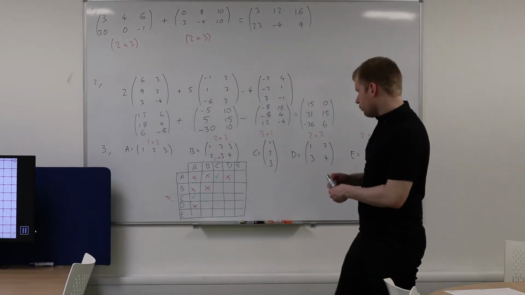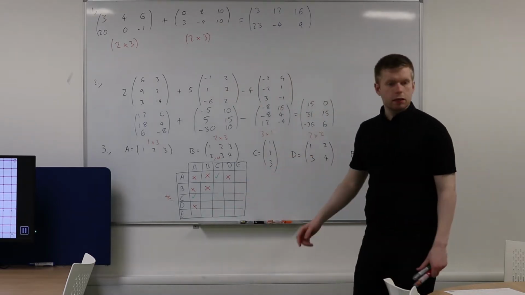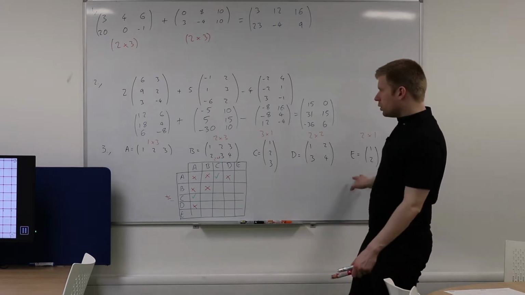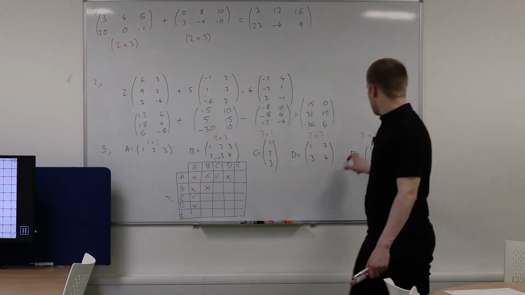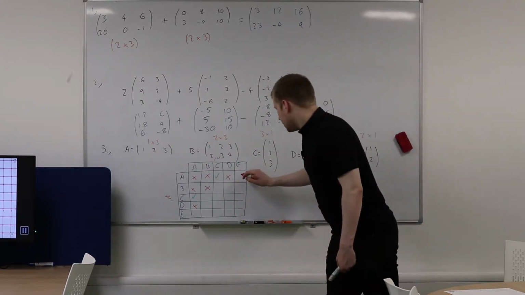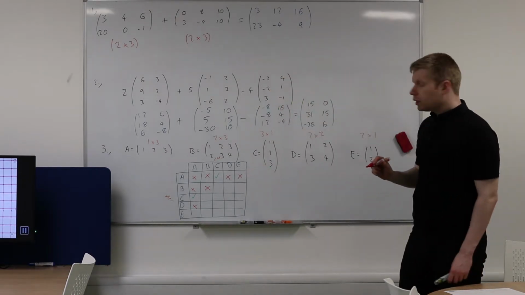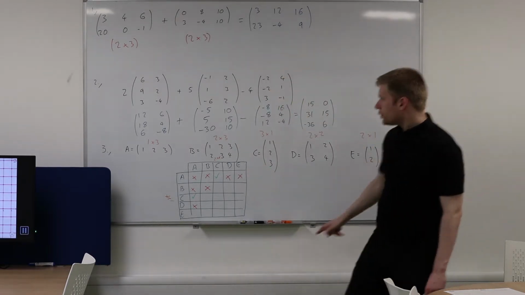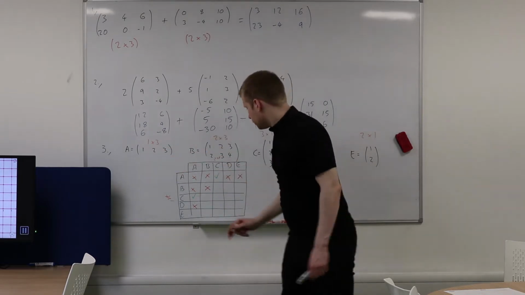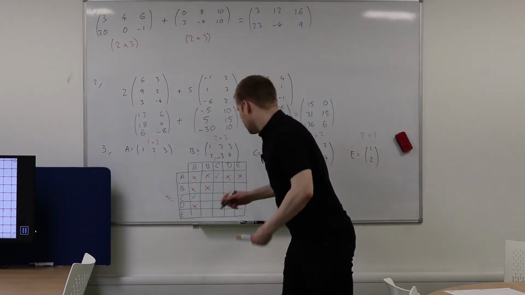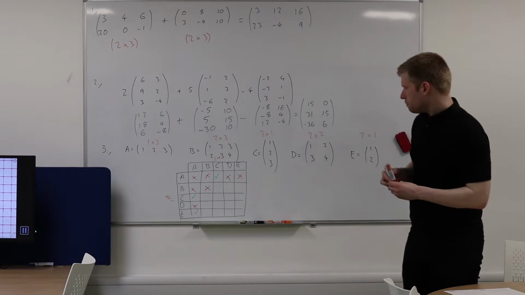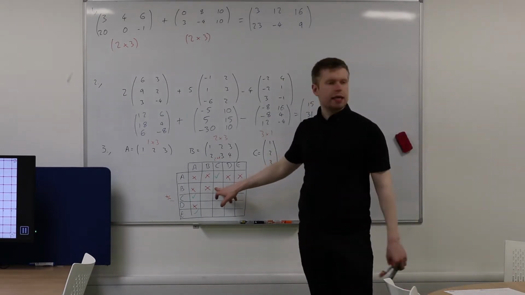Okay, let's go through then. Can we do A times E? Nope, because the columns don't match up with the rows. Can we do E times A? Yeah, absolutely, because the columns match up with the rows. So that's possible. A times E is not possible, E times A is possible. Okay. Can we do B times C?